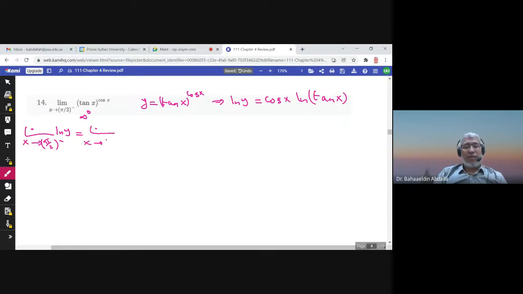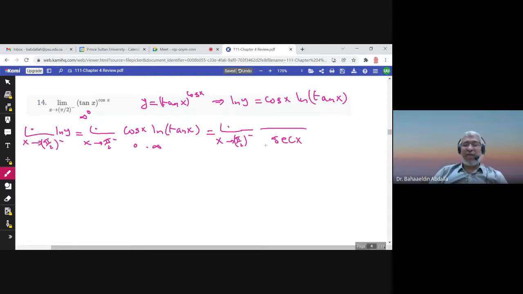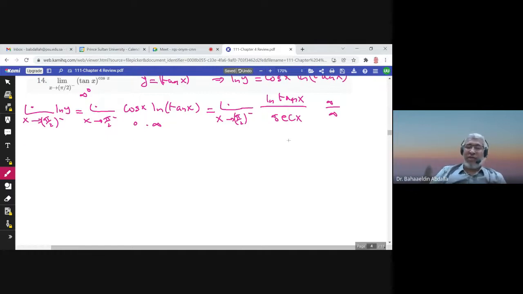This would be limit of cosine x times ln tan x. Cosine pi over 2 is 0, tan x is infinity, ln infinity is infinity, so 0 times infinity. I have to take one of these below. So cosine x, when I take it below, it's secant x, because secant is 1 over cosine. 1 over secant is cosine also. Now, this is infinity. Secant pi over 2 is infinity. So I have infinity over infinity, because cosine pi over 2 is 0, and 1 over 0 is infinity.